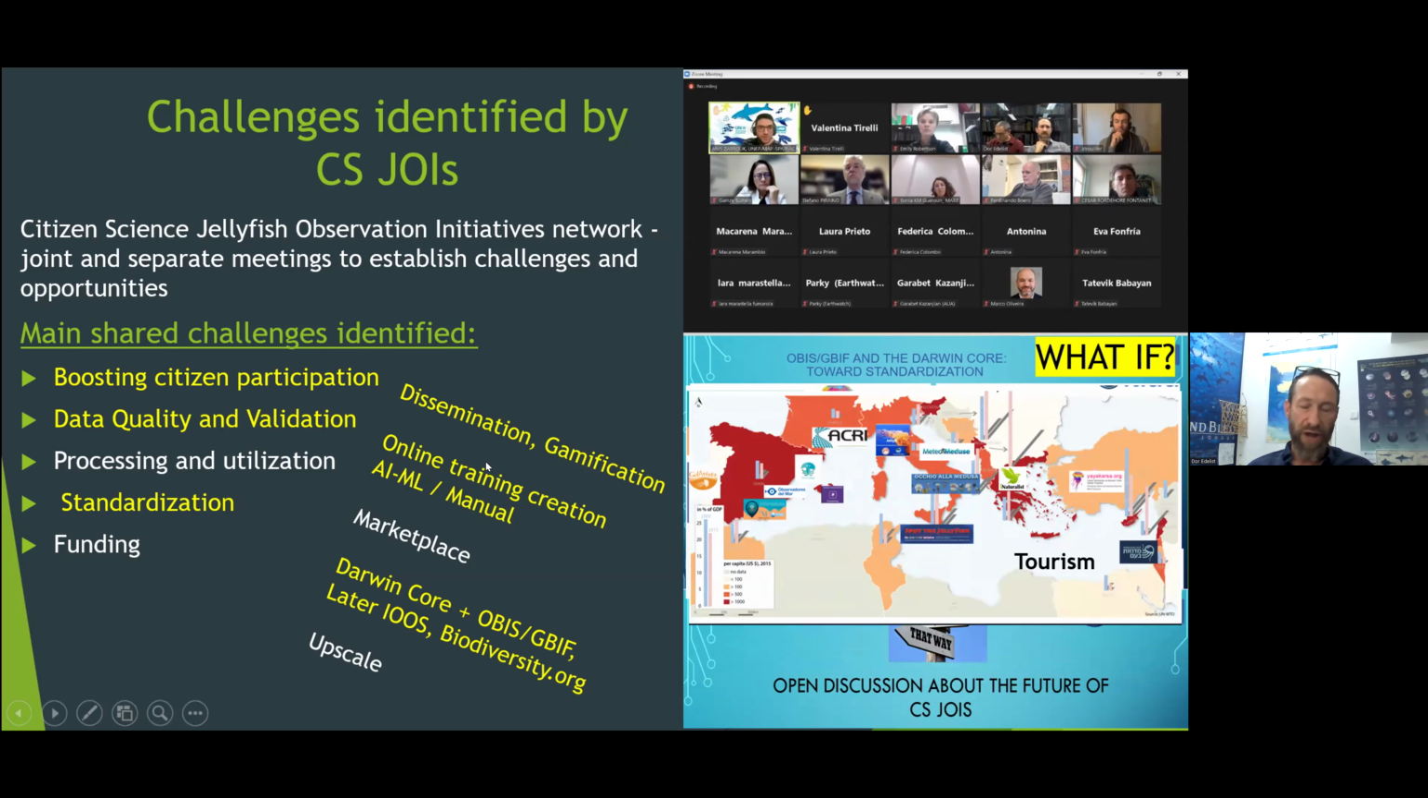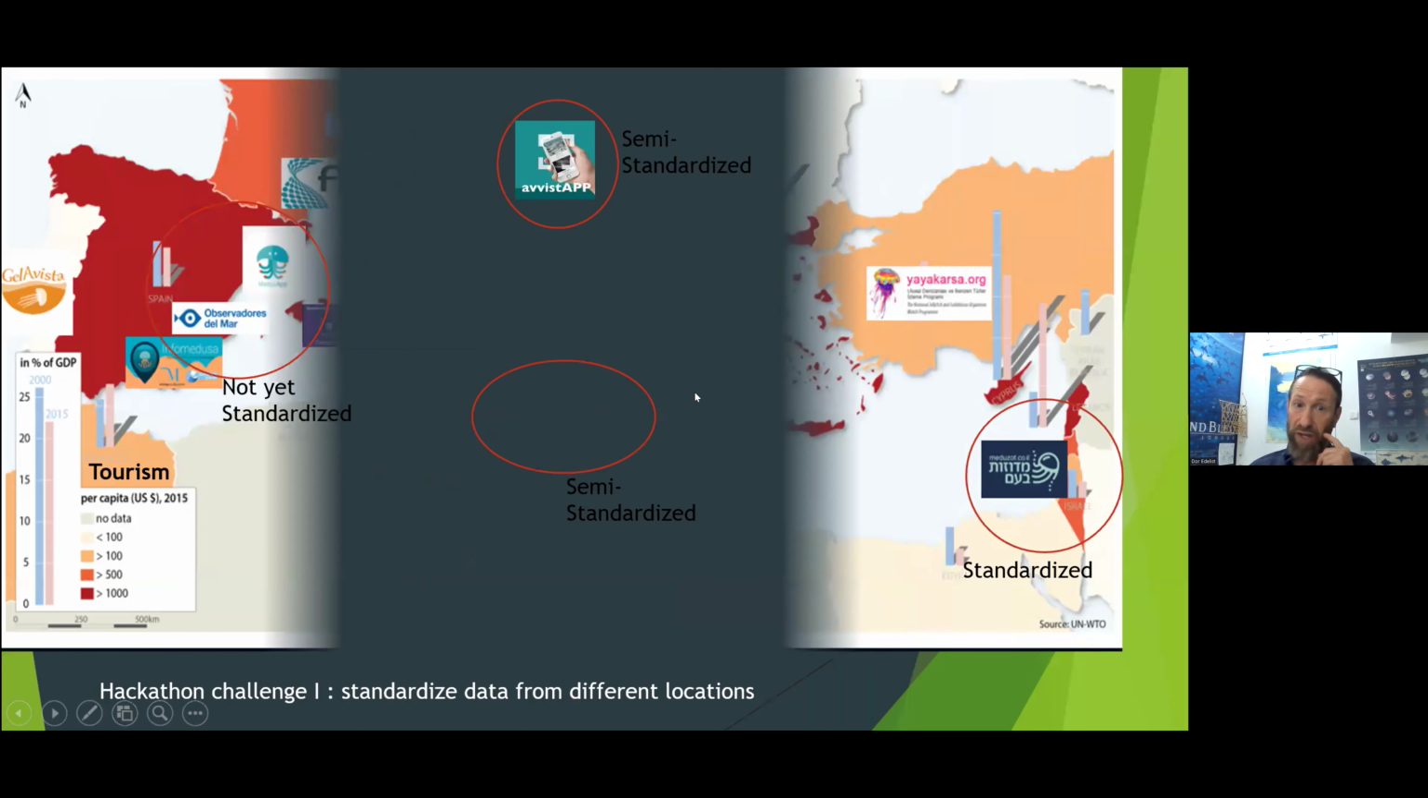And our what-if scenario here is going to be, what if we could all speak the same language and have all data interoperable and standardized? So that's the main theme of my talk today. Maybe we'll just sprinkle on a bit of the other hackathon goals later on.